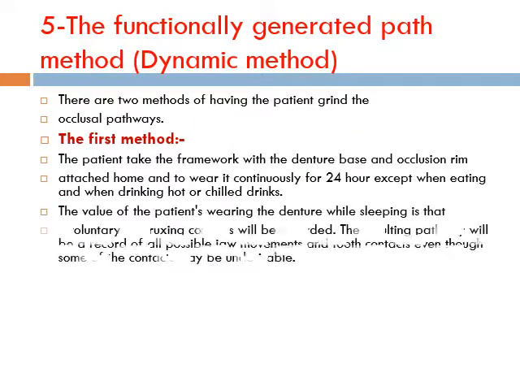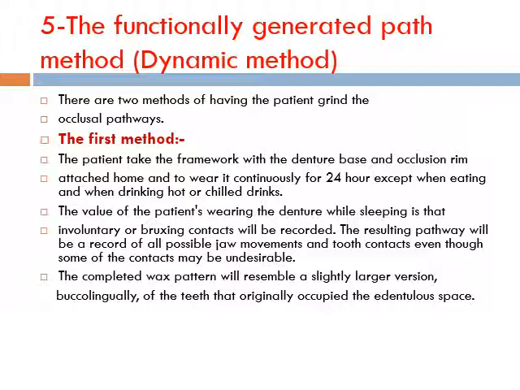There are two methods of having the patient grind the occlusal pathway. The first method, the patient wears the framework with the denture base and the occlusal rim, and takes it home to wear it continuously for 24 hours, except when eating and when drinking hot or chilled drinks. The value of the patient wearing the denture while sleeping is that involuntary or parafunctional contact will be recorded, and the resulting pathway will record all possible jaw movement and tooth contact, though some of the contact may be undesirable. The completed wax pattern will resemble a slightly larger version, buccolingually, of the teeth originally occupied by the piece.